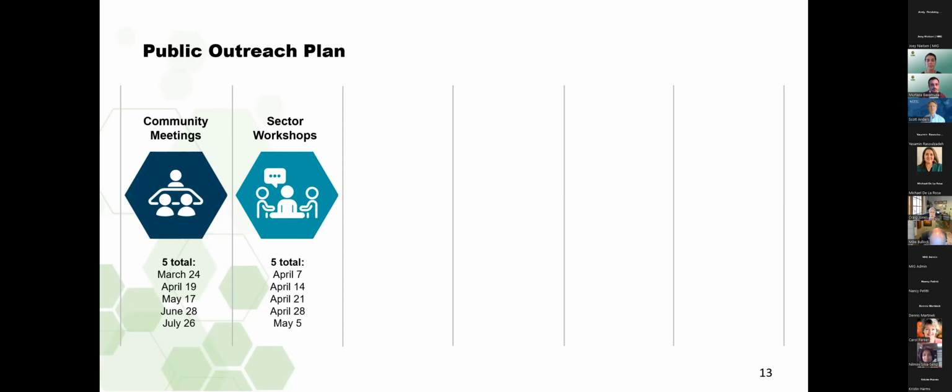Sector workshops. These workshops are intended to provide stakeholders an opportunity to engage in a more detailed dialogue with subject matter experts. 4 of the workshops will be in April, one per week, each focusing on a key sector: energy, land and agriculture, transportation, and buildings. And then another one will be in May, focusing on jobs.